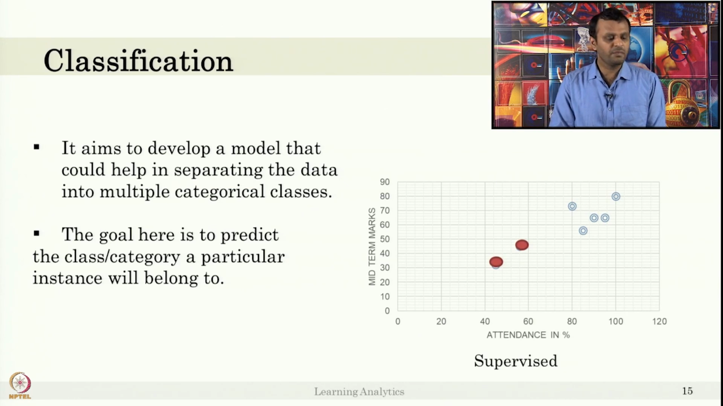So a classification problem aims to develop a model that could help in separating data into multiple categorical classes. That is, in this case, I want to separate into 2 classes. So it's a binary classification problem. The goal here is to predict the class or category that a particular instance will belong to. For example, if I have new data, say new data with attendance 63, and the midterm marks is say 40 or 50.